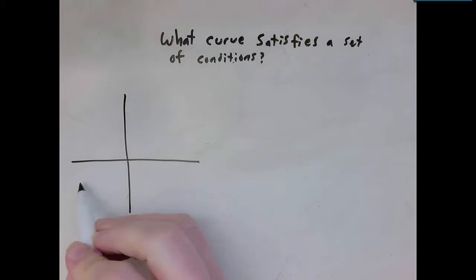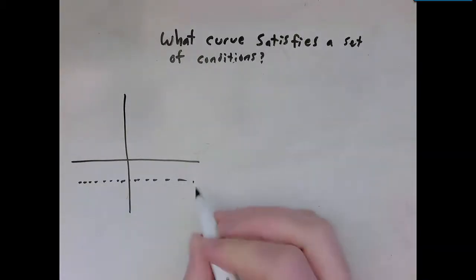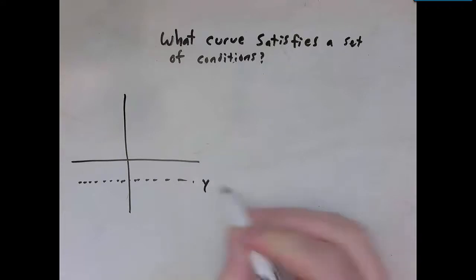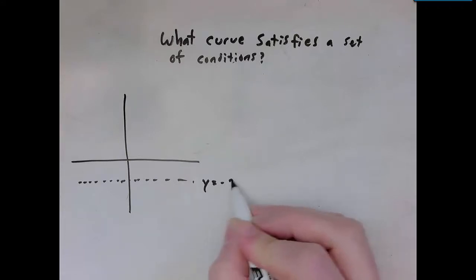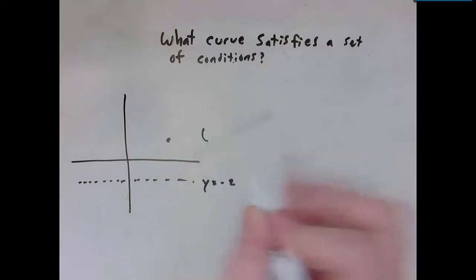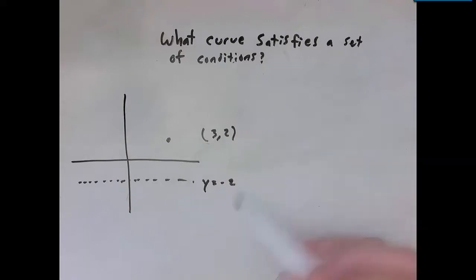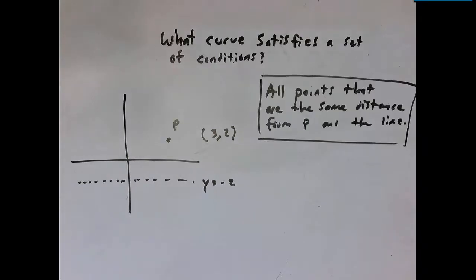Let's say that I've got a line. This isn't an asymptote, even though I'm drawing it as a dotted line. This is just a line. So let's say I've got a line at y equals -2, and then let's say I've got a point over here at, let's say, (3, 2). Okay, so here's the condition I'm interested in: the set of points that are all the same distance from P as they are to the line.